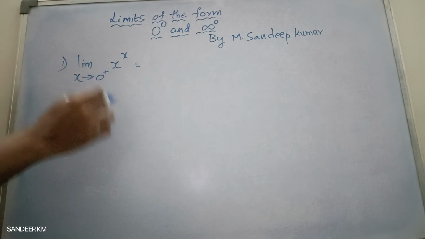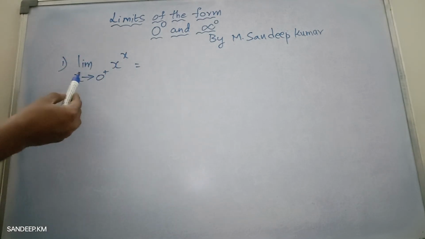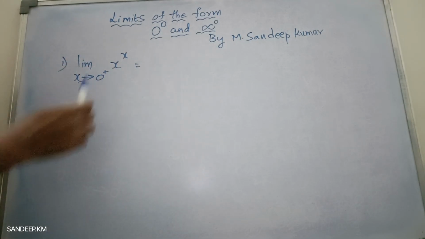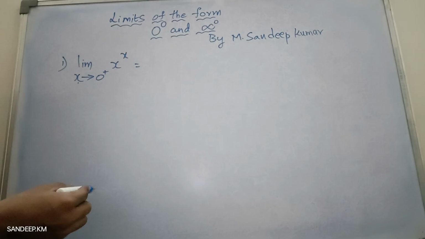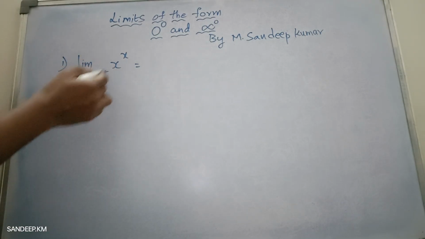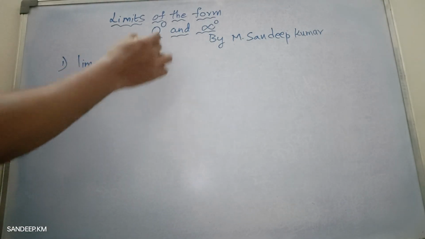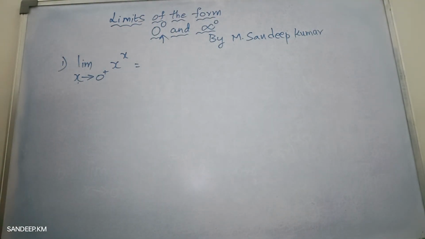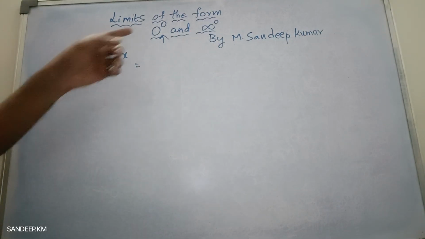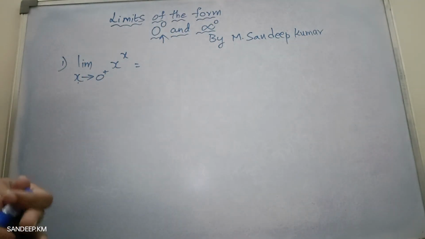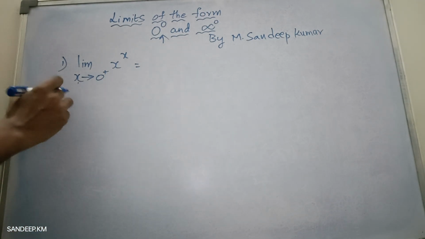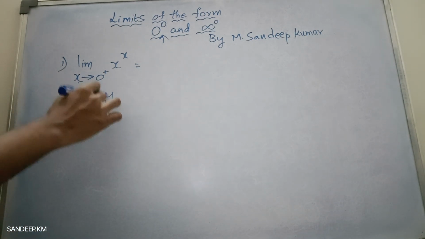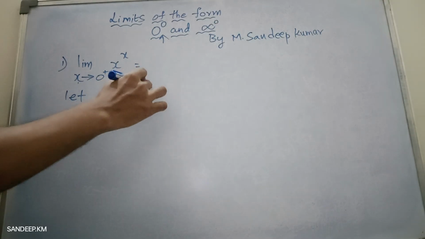Here is our first question. Limit x approaches 0, x power x. Particularly, it is x approaching 0 plus, a number just more than 0. If you directly substitute this value, it is in the form of 0 power 0. Dear students, all these problems are done using the same method. All the problems which are taking 0 power 0 form or infinity power 0 form are all done in the same way. So first, let us assume that y is equal to this limiting value.